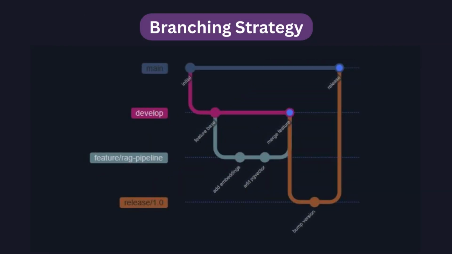Branching strategy. A consistent branching strategy is important for collaboration. The Git flow model is commonly used. The main branch contains production-ready code. The develop branch is used for integration. Feature branches are created for individual tasks. Release branches are used for preparing deployments, and hotfix branches handle urgent production fixes. Branch protection is enforced using IAM policies, allowing you to restrict direct pushes to important branches.